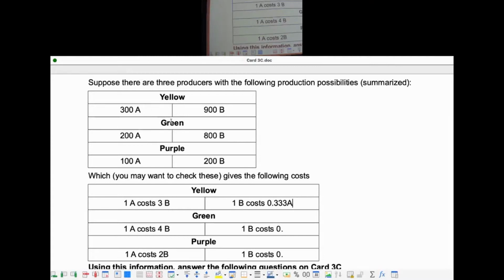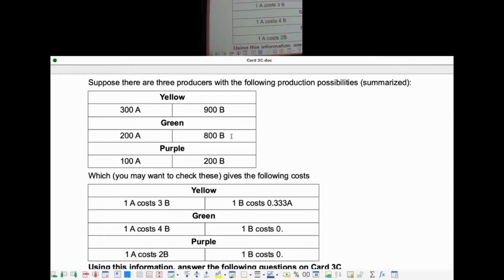Now, we got another country or region here called green, and in green, it turns out that if they did nothing but make A, they could make 200A. On the other hand, if they did nothing but make B, they could make 800B. So just get used to the production possibilities being presented to you in terms of the two streams that you could do. The implication is, though, that you could also do everything else in between.